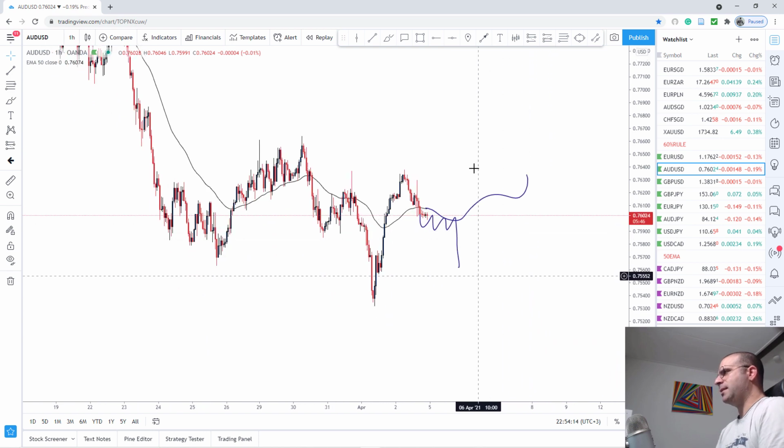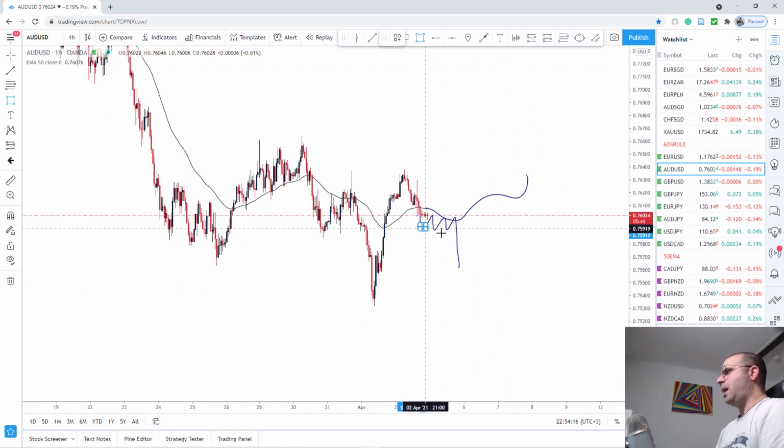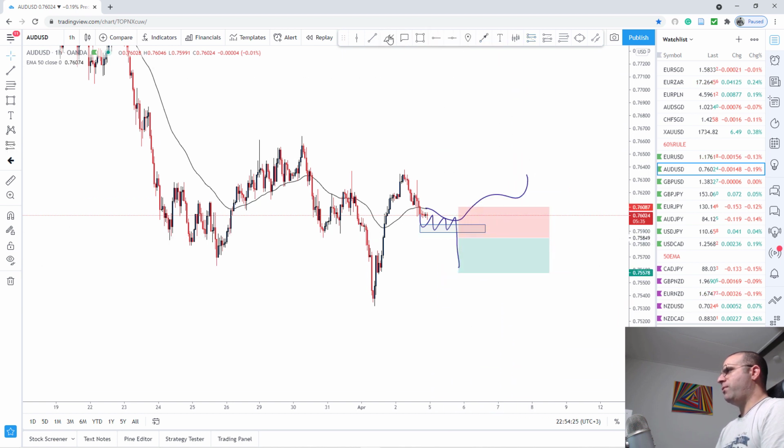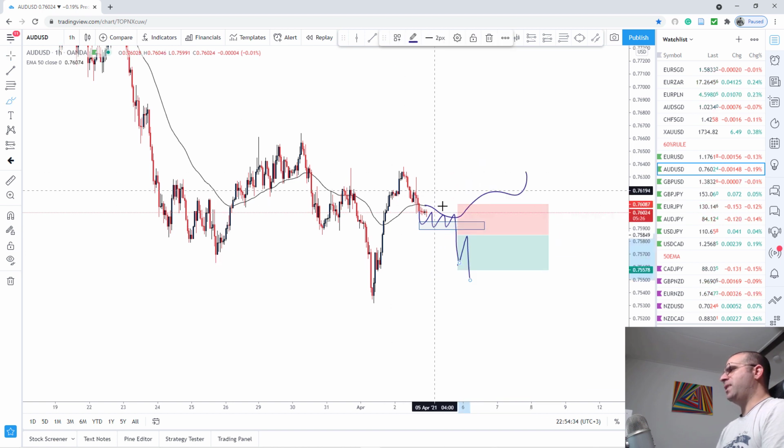And if price does that, then guess what? I'm gonna be entering on the previous area with a pending order a little bit above it, let's say, and I'm gonna be targeting 1-to-1 for my first take profit. And if this doesn't happen, then it is very possible that we see something like that.